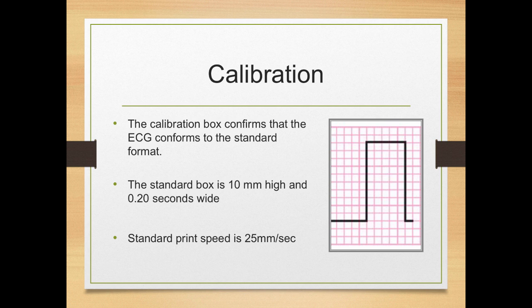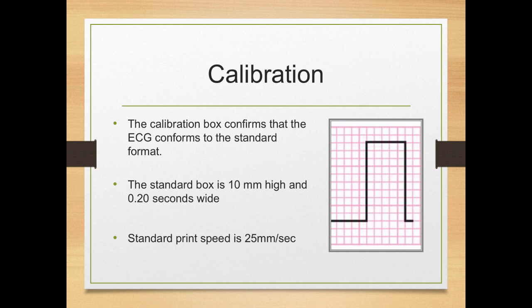When looking at your 12 lead, you might say, well, what are these weird boxy things? That's what it looks like to me. They're at either the beginning or the end of each tracing, and these are our calibration boxes. Each calibration box tells us that that EKG machine is calibrated properly.